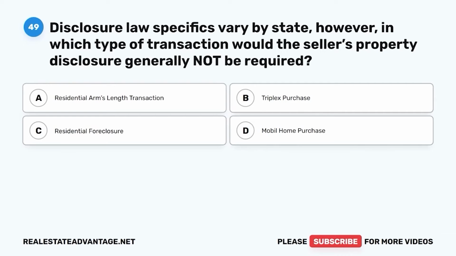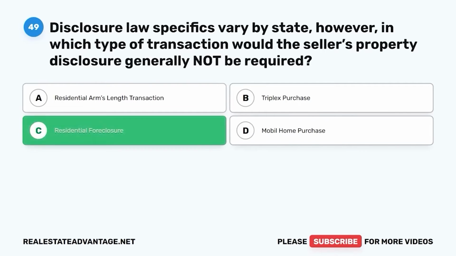Question 49. Disclosure law specifics vary by state, however. In which type of transaction would the seller's property disclosure generally not be required? A. Residential arm's length transaction. B. Triplex purchase. C. Residential foreclosure. D. Mobile home purchase. The correct answer is C.